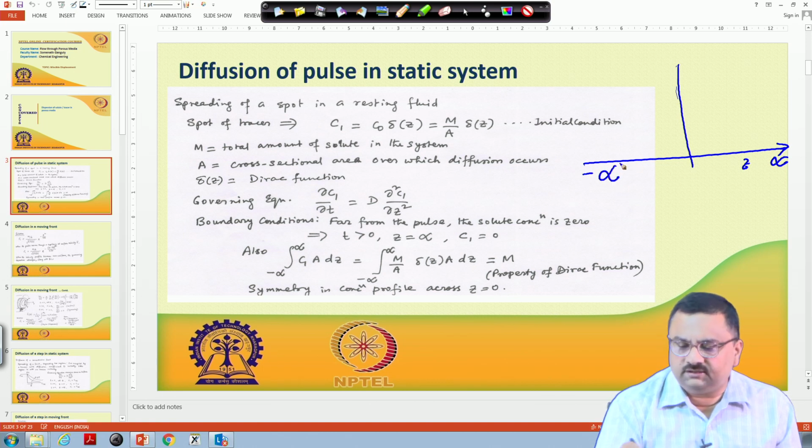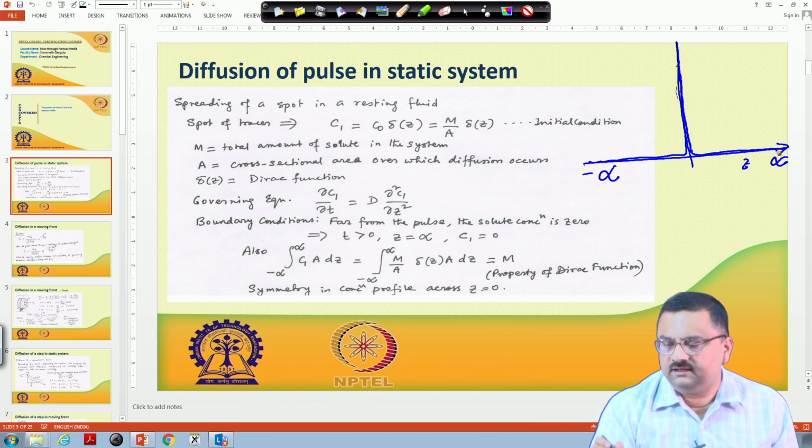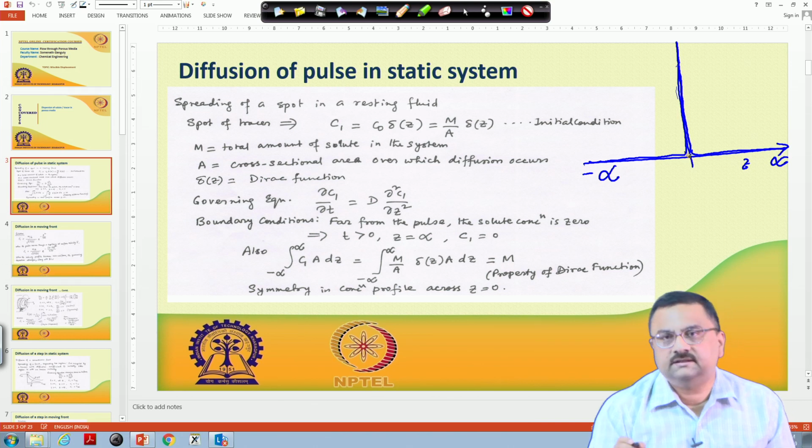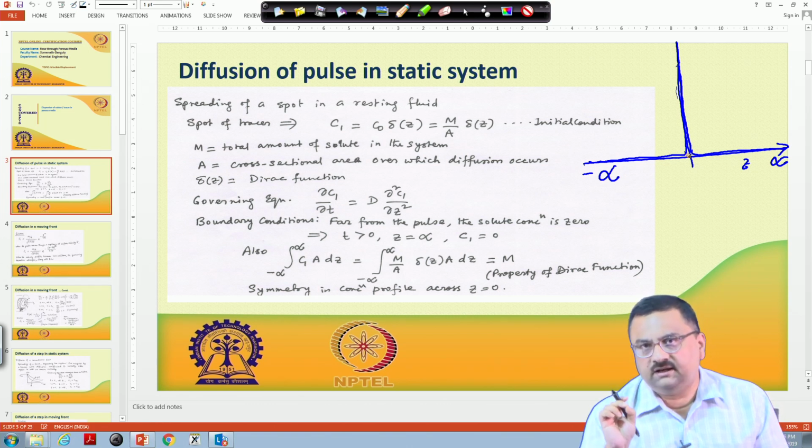So Dirac function is basically, at the initial state, you are putting a spot of color in an infinite medium. So at t equal to 0 the concentration of color is 0 everywhere, and the concentration of color is infinity at z equal to 0, and again it is 0 everywhere when z is greater than 0. So this is a classical Dirac function, and this simulates a spot of dye, a spot of tracer, in an infinite medium.